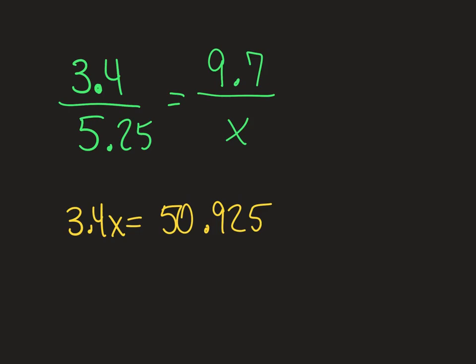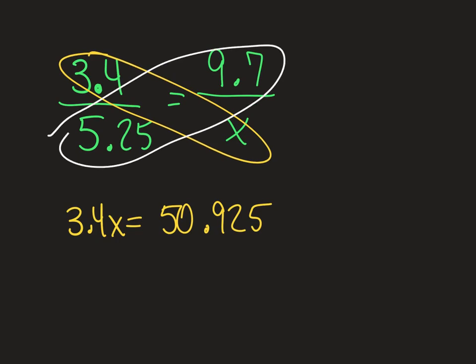You should have typed in 3.4x equals 50.925. I smush 3.4 with x, and when I multiply these, my calculator said 50.925. Now, what's the final answer?